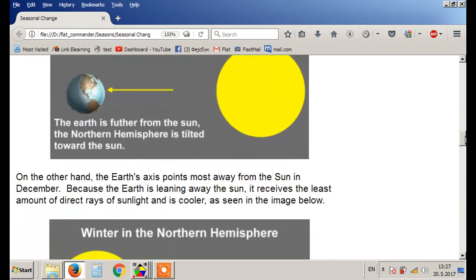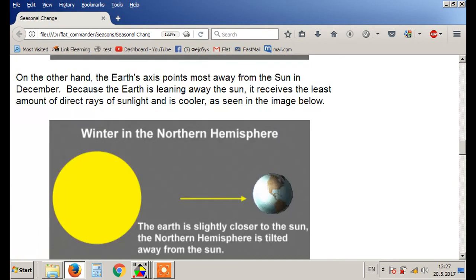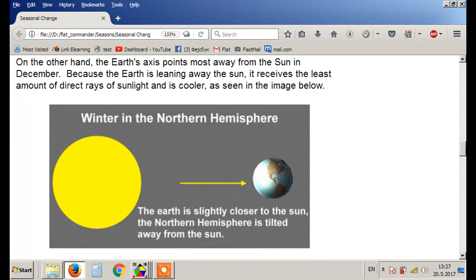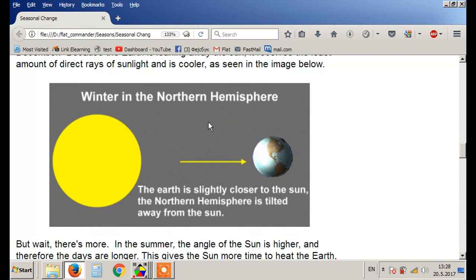Okay. On the other hand, the Earth's axis points most away from the Sun in December. Because the Earth is leaning away from the Sun, it receives the least amount of direct rays of sunlight and is cooler, as seen in the image below. Okay, it's winter in the northern hemisphere, so the Earth is closer to the Sun, so the winter is not so harsh in the northern hemisphere, while the summer is very hot in the southern hemisphere. Okay, it's quite the opposite. So you wouldn't want to be in the southern hemisphere at all on any day of the year, maybe in spring, fall.